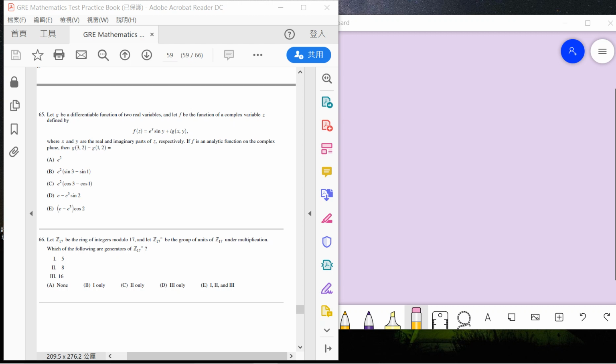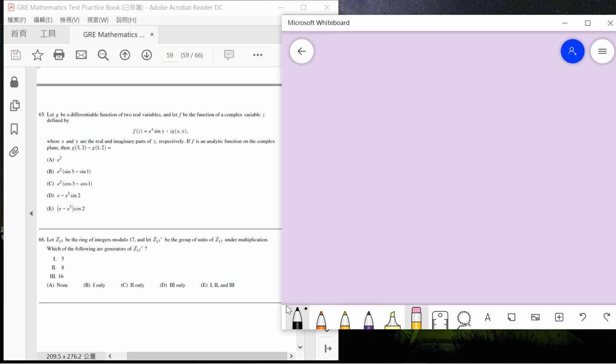Let's start to finally solve the last two questions. So let G be a differentiable function of two real variables, and F be a function of complex variable Z, and F is analytic. So basically, this tells you that F of Z is a function of Z. So you can use the Cauchy-Riemann equation.